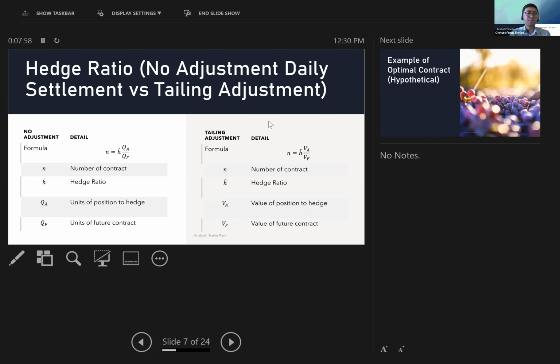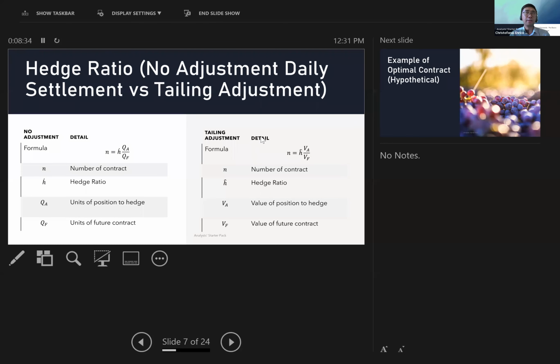So for the number of contracts itself, we still follow the same formulas with the hedge ratios. So we have the hedge ratios here. It depends on which hedge ratio you use, either the non-adjustment or the tailing adjustment. But the multiplier is different. So if you do not have the adjustment on daily settlement, you multiply your hedge ratio with the quantity, so with the units of the position hedged.